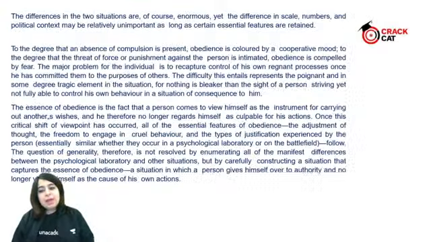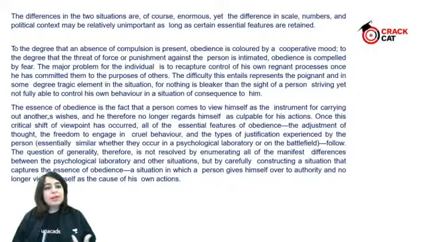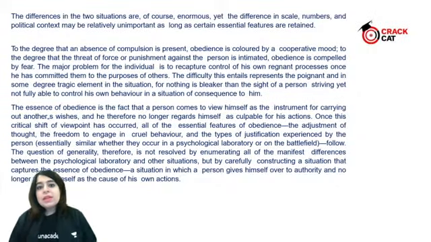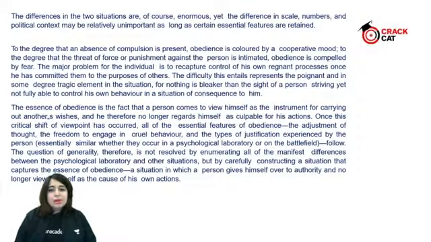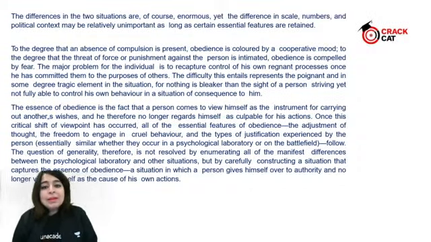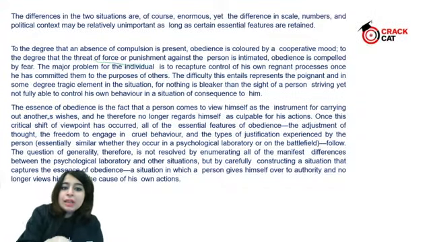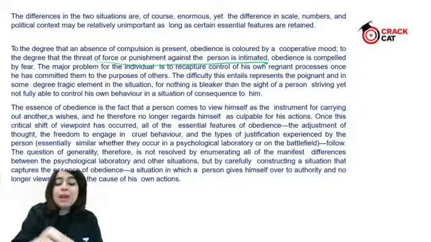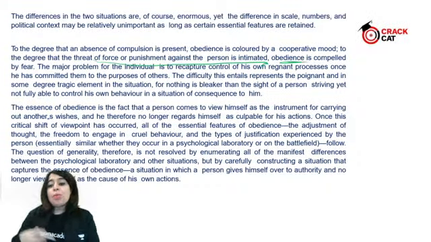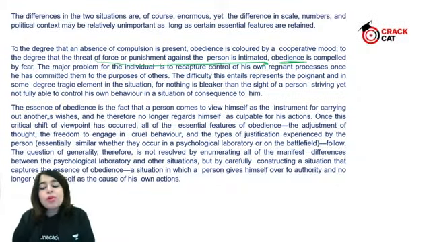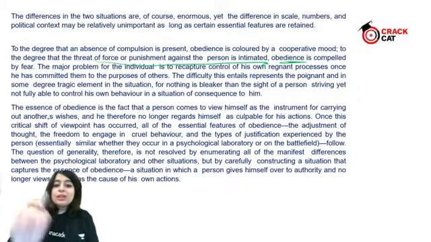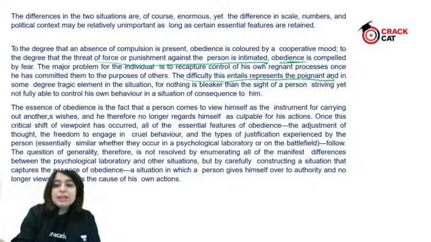Okay, so in the next paragraph, the author is also mentioning that the differences in the two situations are, of course, the difference in scale, numbers, and political context. And then they say, to the degree that an absence of compulsion is present, obedience is colored by a cooperative mood. To the degree that threat or force or punishment against the person is imminent, obedience is compelled by fear. So, by fear, you are obedient, you are complying with the wants of that person, right? So, the difficulty this entails represents a poignant and to some degree a tragic element of the situation.